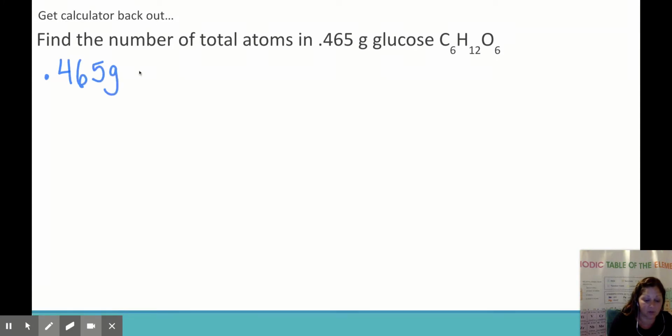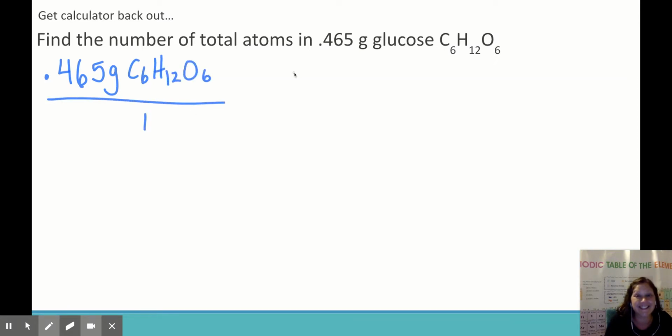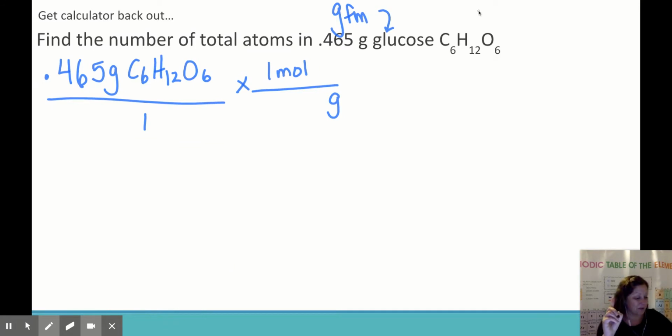0.465 grams of C6H12O6. Again, it's a number that's not a fraction, so we put it over 1. First thing we're always going to do is find the gram formula mass so that we can work there. You know how to find a gram formula mass because you're going to do carbon times 6, hydrogen times 12, oxygen times 6. I'm going to wait.